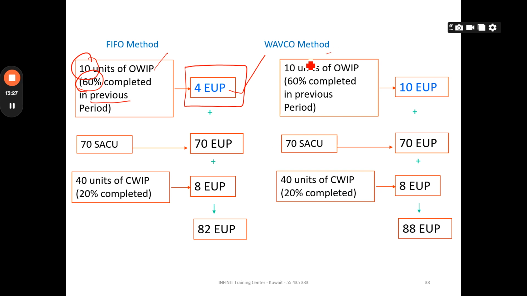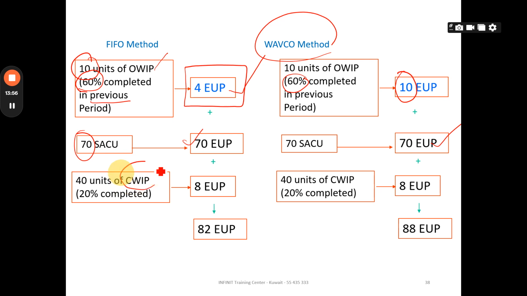But under weighted average method, even though 60% is completed last period, you will consider all the 10 during the period, and also all the cost pertaining to all the 10 units will be considered as if they were spent this period. That's the only difference between FIFO and weighted average method. The rest you can see here, 70 started and completed. It is the same in both cases.